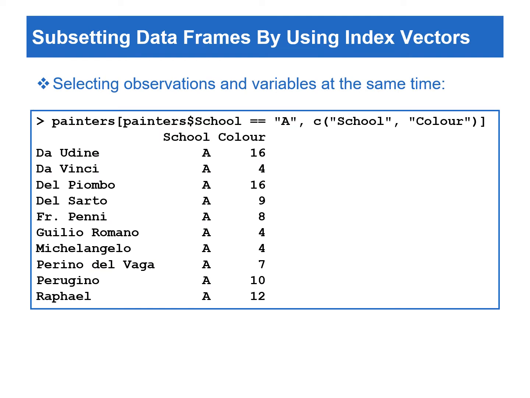We can select observations and variables at the same time. The example selects observations with schools equaling A, but only keeps the school and color variables.